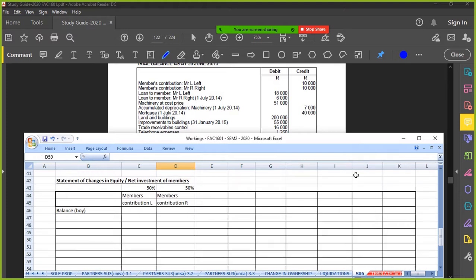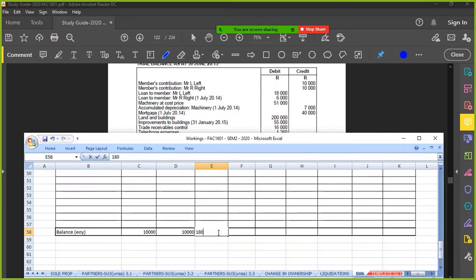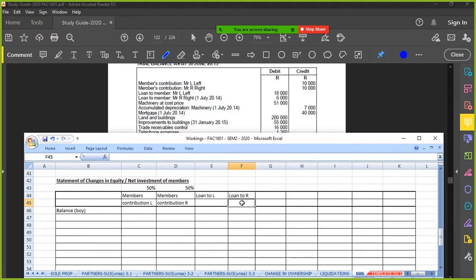Okay. Loan to L, loan to R. This is 18, but that's the end of the year. Do you see that? Yes, the dates there. July 2014 is the beginning. Okay, next. Machinery, what is machinery?